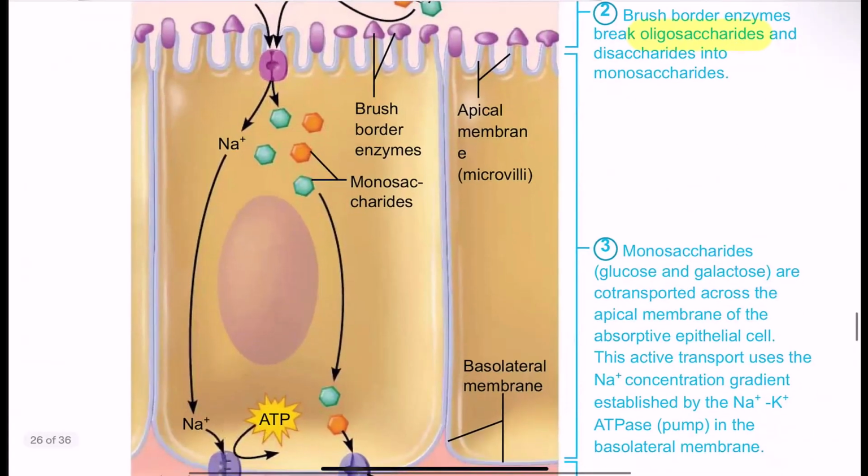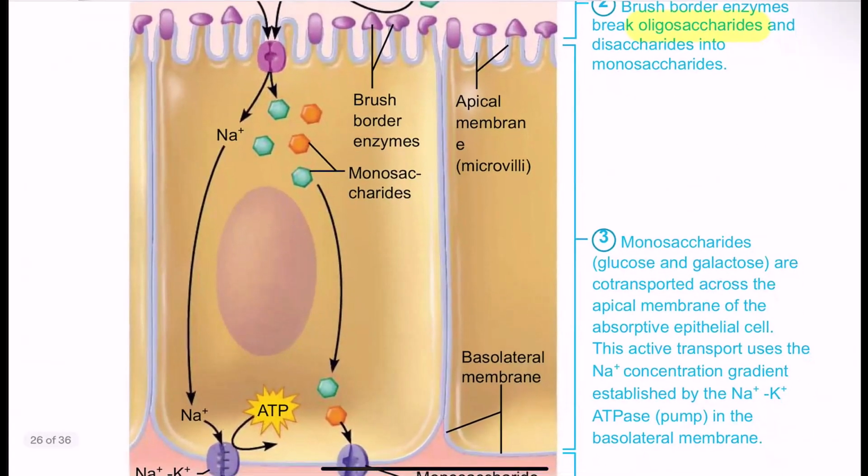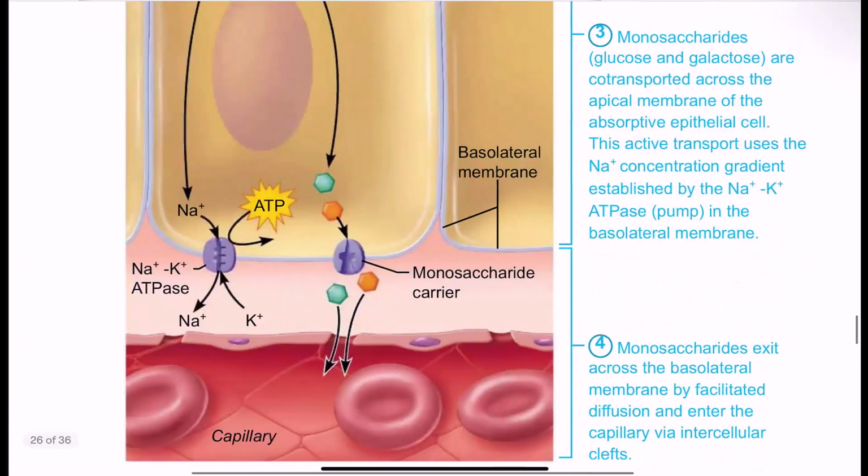Okay, so once those monomers, those monosaccharides are inside the cell, they'll travel across the cell, and then they'll leave the cell into the blood. So those monosaccharides, they're co-transported across that membrane. That's when they need their buddy, sodium. And they call it the absorptive epithelial cell, which is just the enterocytes.